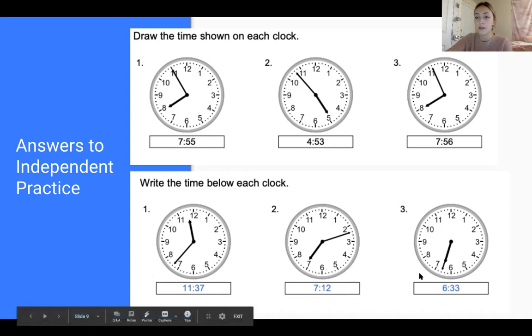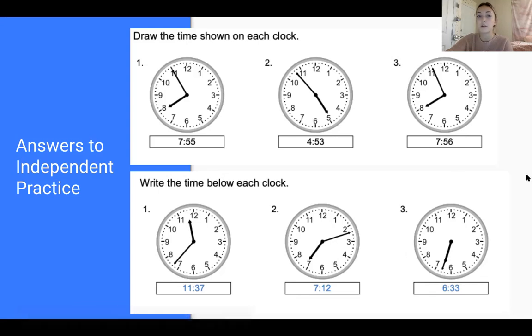And for number three, the hour and minute hands are almost right on top of each other. The hour hand is in between the 6 and 7, so we go back, it's still 6 o'clock, and your minute hand is pointing to 33. So your time is 6:33.